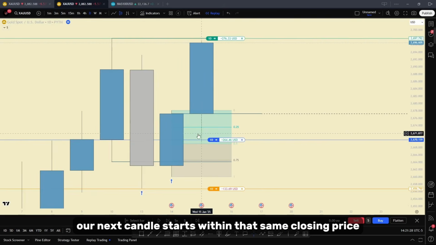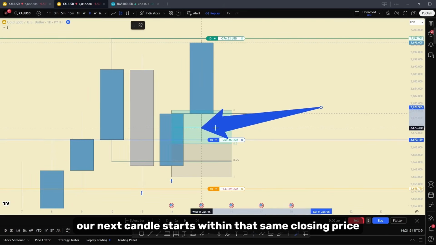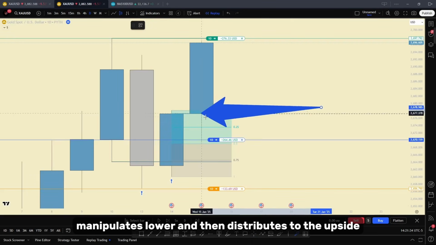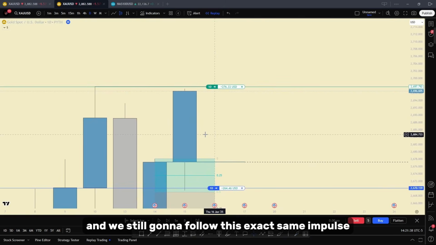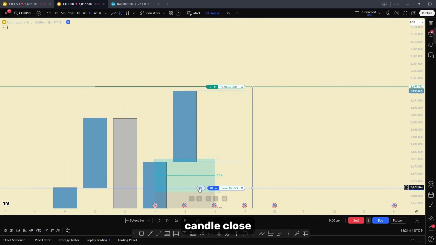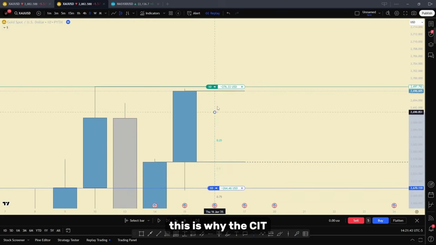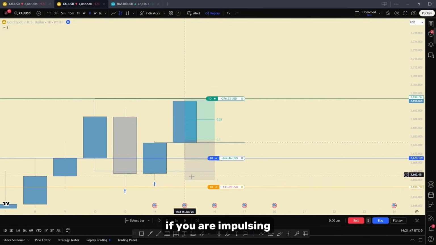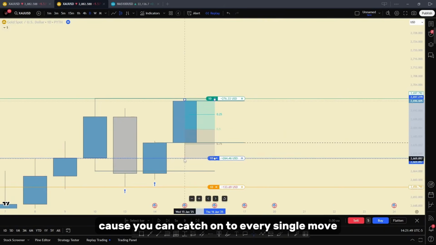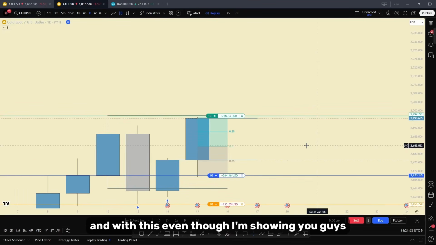As you can see, our next candle starts within that same closing price, manipulates lower, and then distributes to the upside. And we're still going to follow this exact same impulse candle close. This is why the CIT is the exact model you want to be using on your daily time frame if you're impulsing, because you can catch on to every single move. And with this, even though I'm showing you guys on the daily time frame, this is candle behavior. So it works on the 4-hour, weekly, monthly, 30-minute, 5, and even the 1 minute.